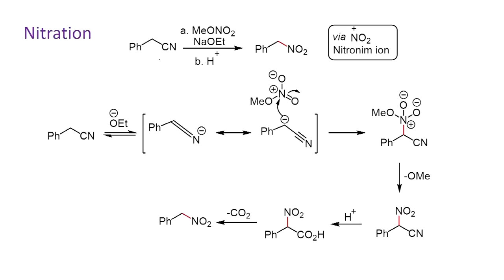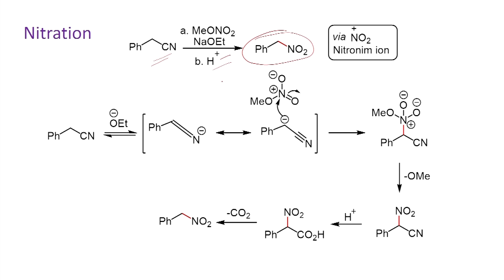So far we have seen some examples where you use nitrosonium ion as the electrophile. Now we are going to look at the use of nitronium ion as electrophile. An example shown here, when you have this benzyl nitrile, this can readily undergo reaction with this nitro compound in the presence of base. You can get this nitro compound after hydrolysis.